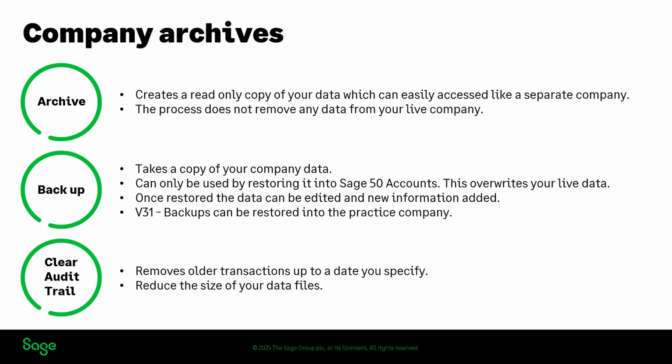So let's pick up on some of the differences then. Again, just a recap of what an archive actually is. It's creating that read-only copy of your data, which can be easily accessed, almost like just switching companies. I want to move into the archive at that point. So file, open, company archive, log into it. Remember, the process doesn't remove any of the data from your live company.